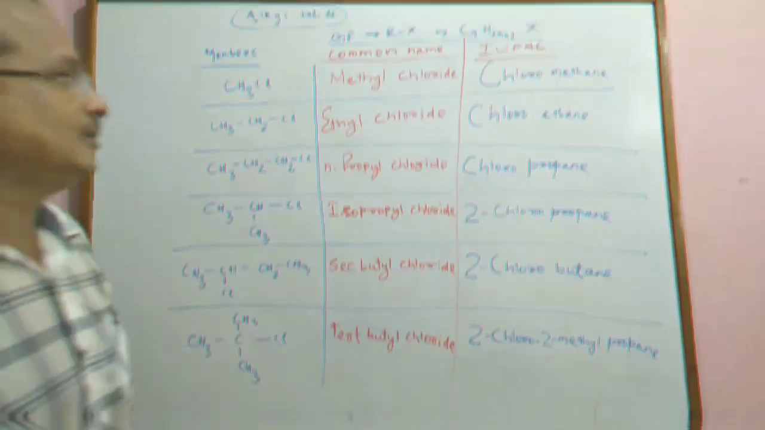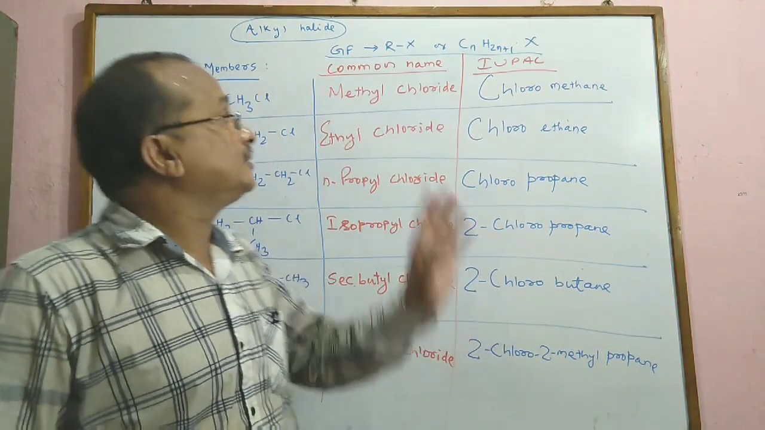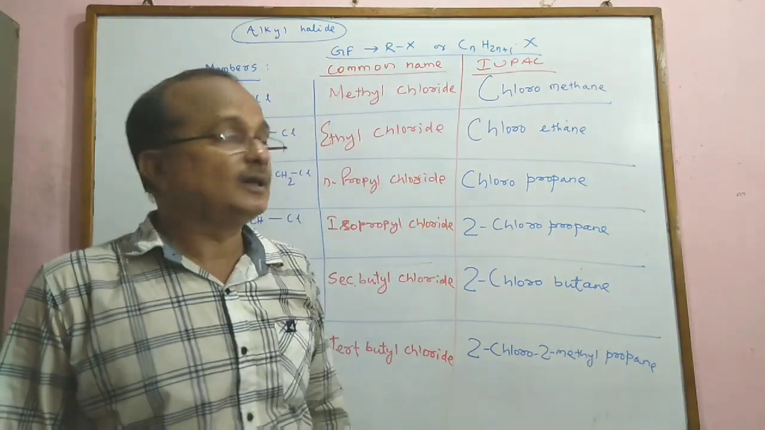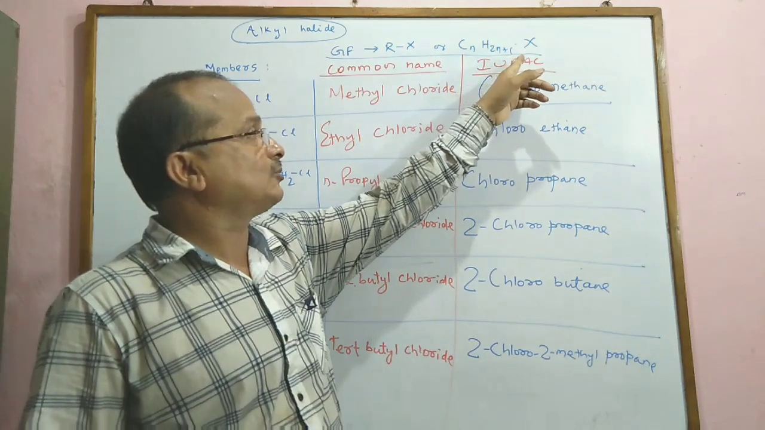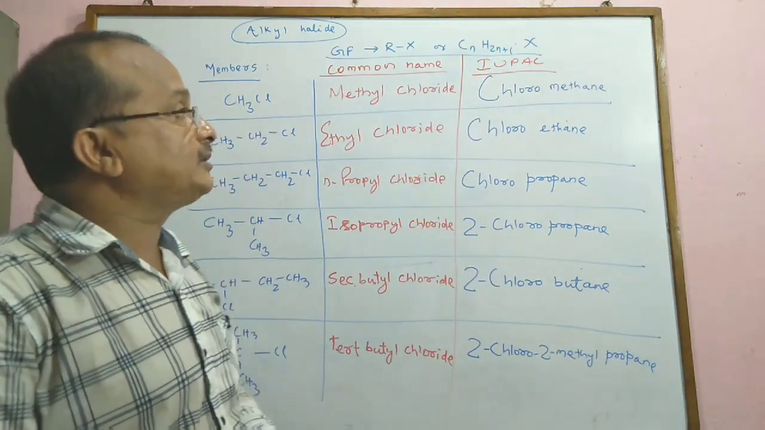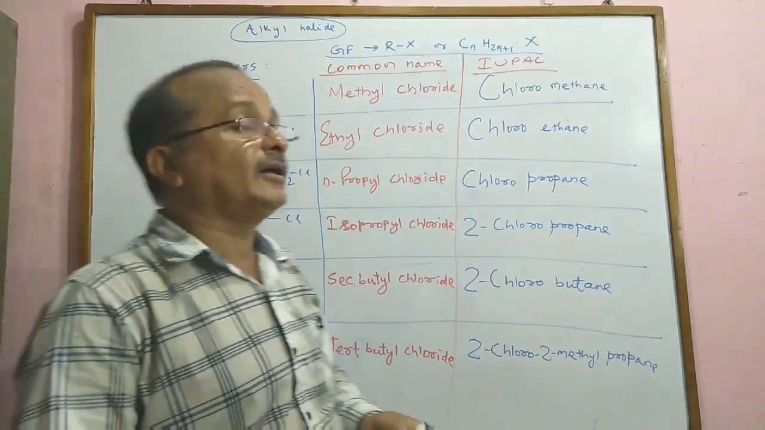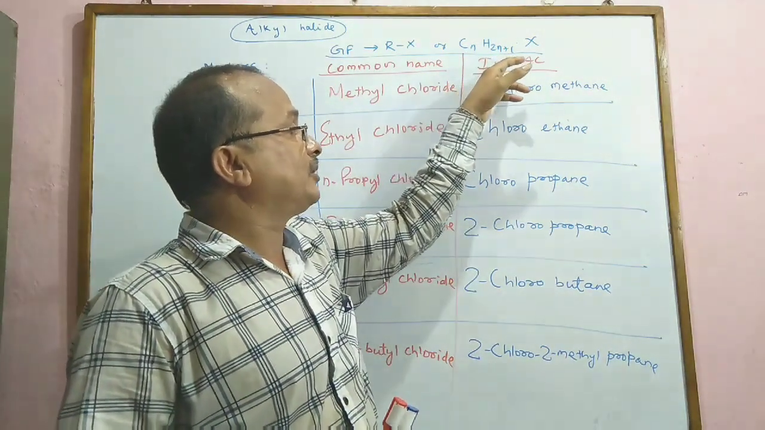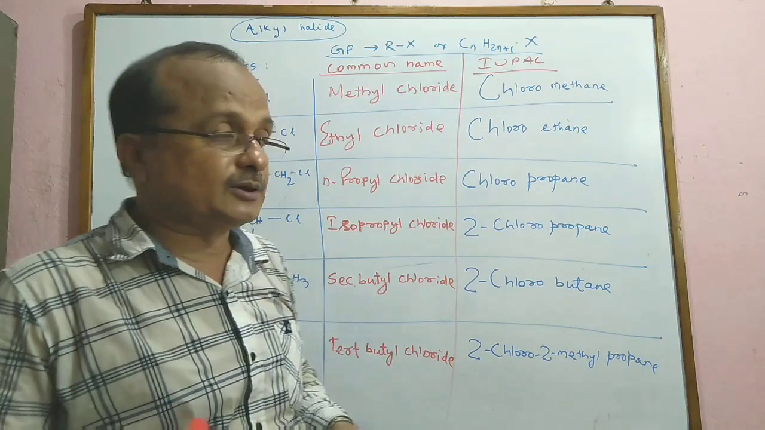Students, now we come to the topic alkyl halides. Its general formula is RX or CnH2n+1X. Why is it CnH2n+1? Now, the formula of alkane is CnH2n+2, and one H atom is replaced by a halogen atom, that is why this formula is this.